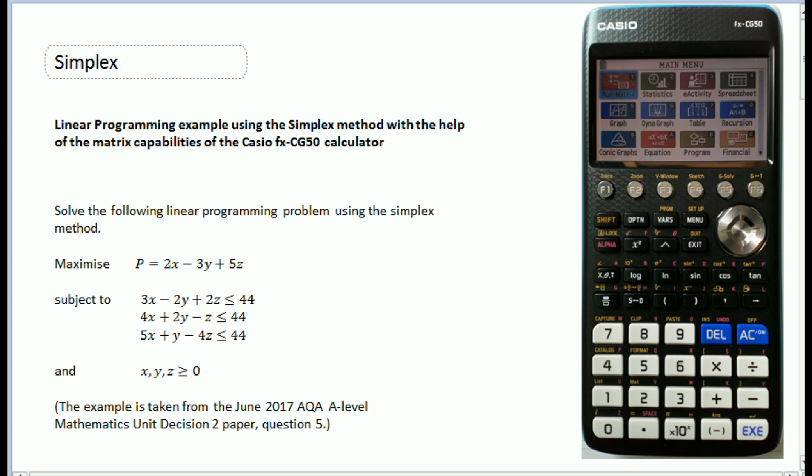Solve the following linear programming problem using the simplex method. Maximize p equals 2x minus 3y plus 5z, subject to the three constraints shown here. Because all three are expressed in terms of less than or equals to conditions, we rewrite them as equalities by making use of three slack variables.